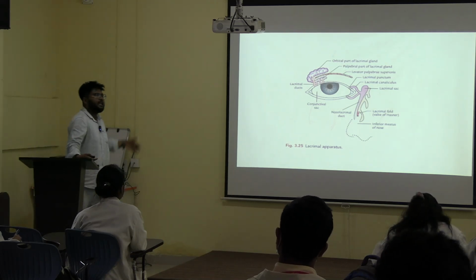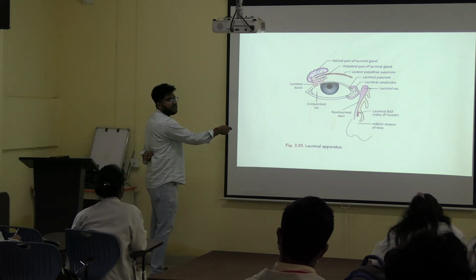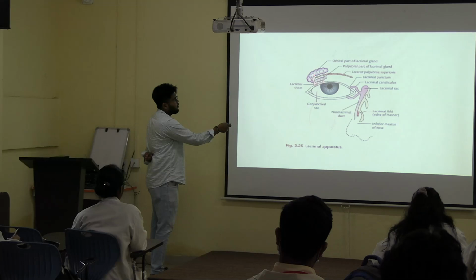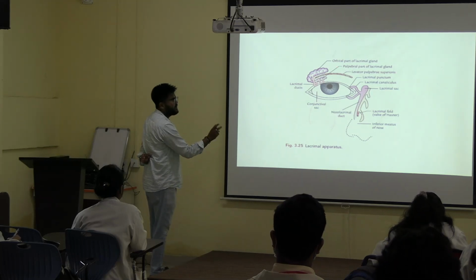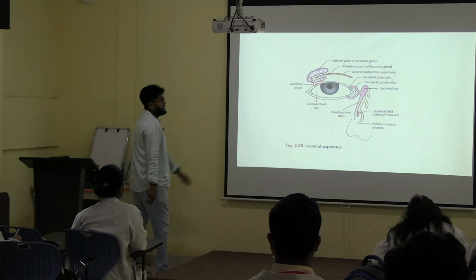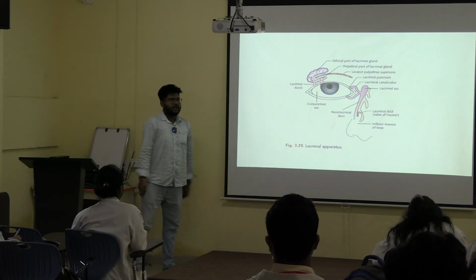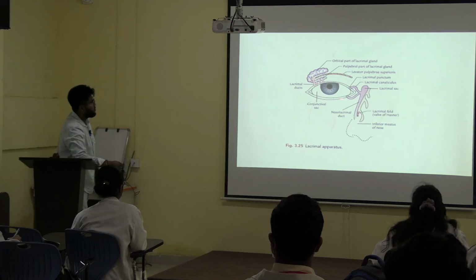Next, the lacrimal ducts. These ducts are coming from the glands: one, two, three coming from the orbital part, and many coming from the palpebral part. And these are directly attached to the conjunctival sac mainly. So this part is called the conjunctival sac.